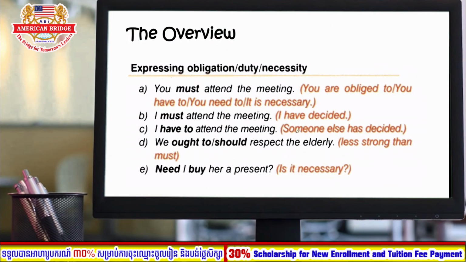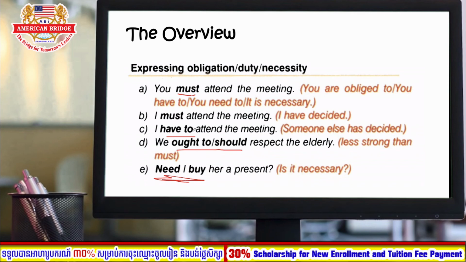If we look at the overview of the modal verbs, we have the words must and have to, ought to, or should, or need. This one is a little bit new here. But if we look at all of this information, it's very simple. We use must when you are obligated to, or you have to do it. You need to do it, or it is necessary. It is important to do it. So we use the word must.